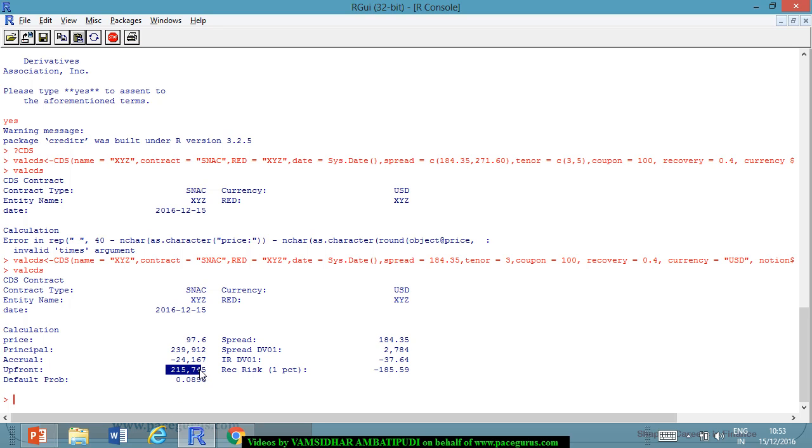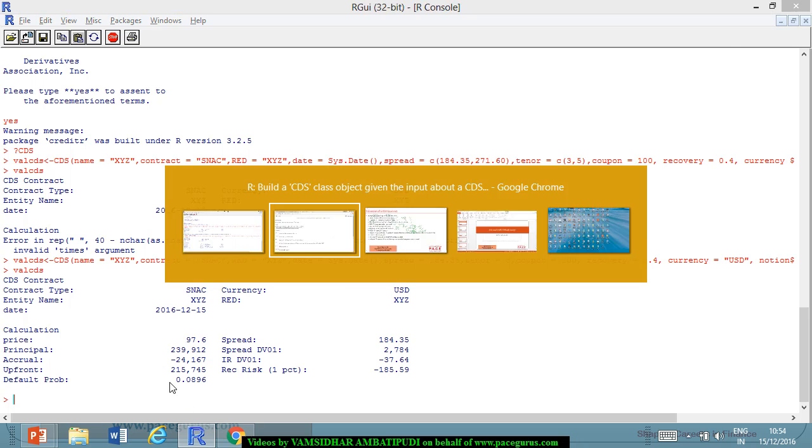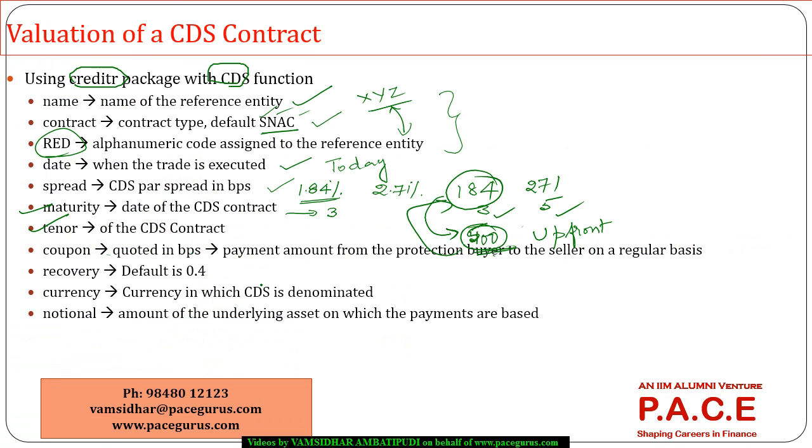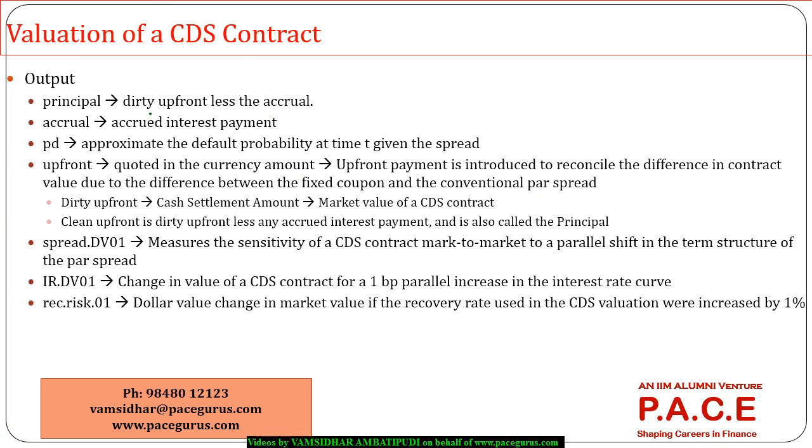There is an upfront which is positive, to the worth of 215,000. So this is the amount that is paid by the protection buyer to the protection seller. If it is positive, it's the protection buyer paying to the protection seller. So at the beginning of the contract, 215,745 has to be paid by the protection buyer to the protection seller. So let me now look at some of the output that is coming out. The principal, okay, first it is the upfront, which is quoted in the currency amount.